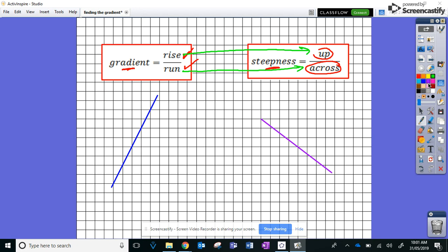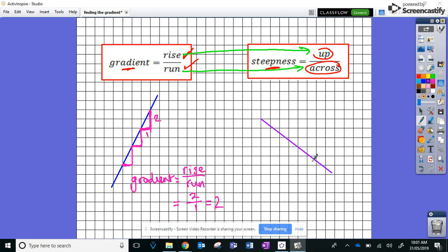So let's look at this line here, this first one. If I go across 1 step, I'm going up 2. Across 1 step, I'm going up 2. Across 1, up 2. So to work out our gradient, do rise over run. So the rise, I'm going up 2, I'm going across 1. So my rise over run is 2 over 1. 2 divided by 1 is just 2.